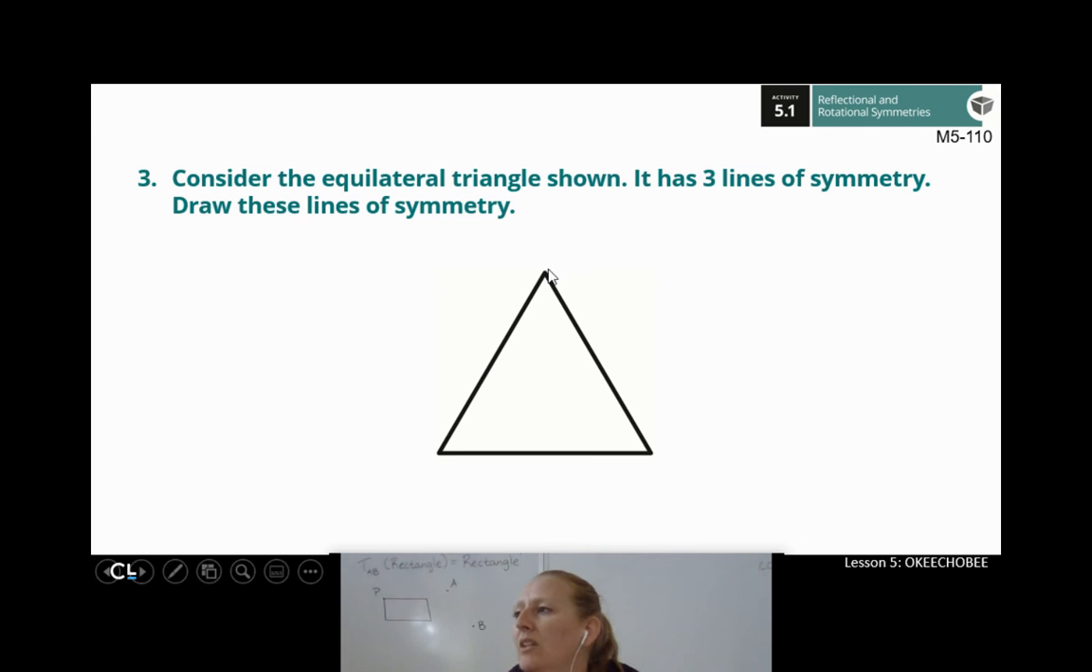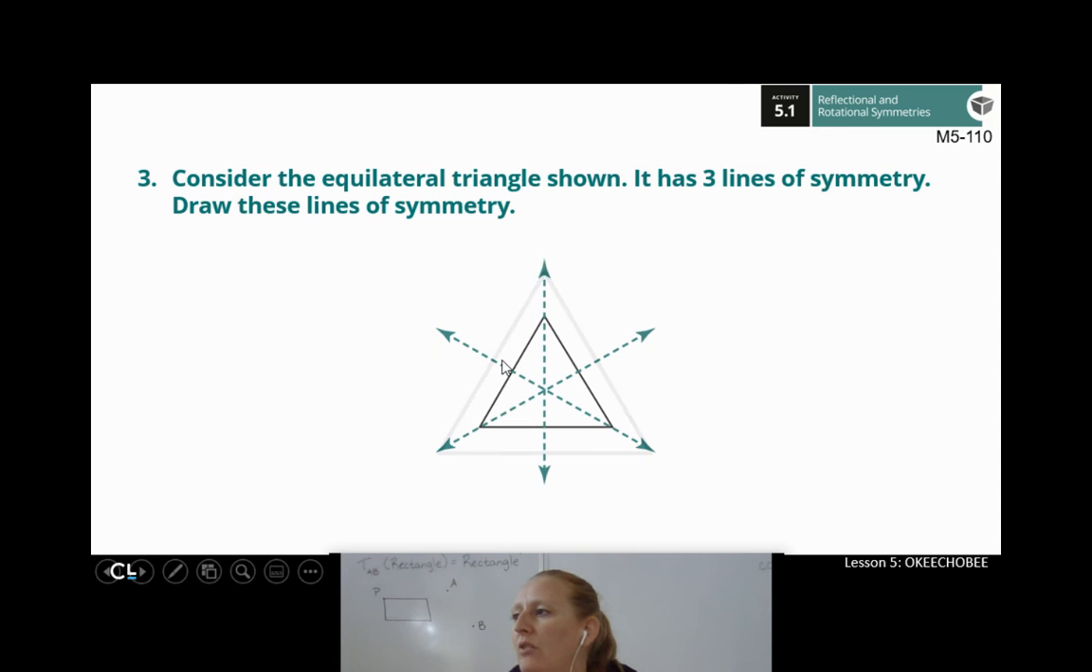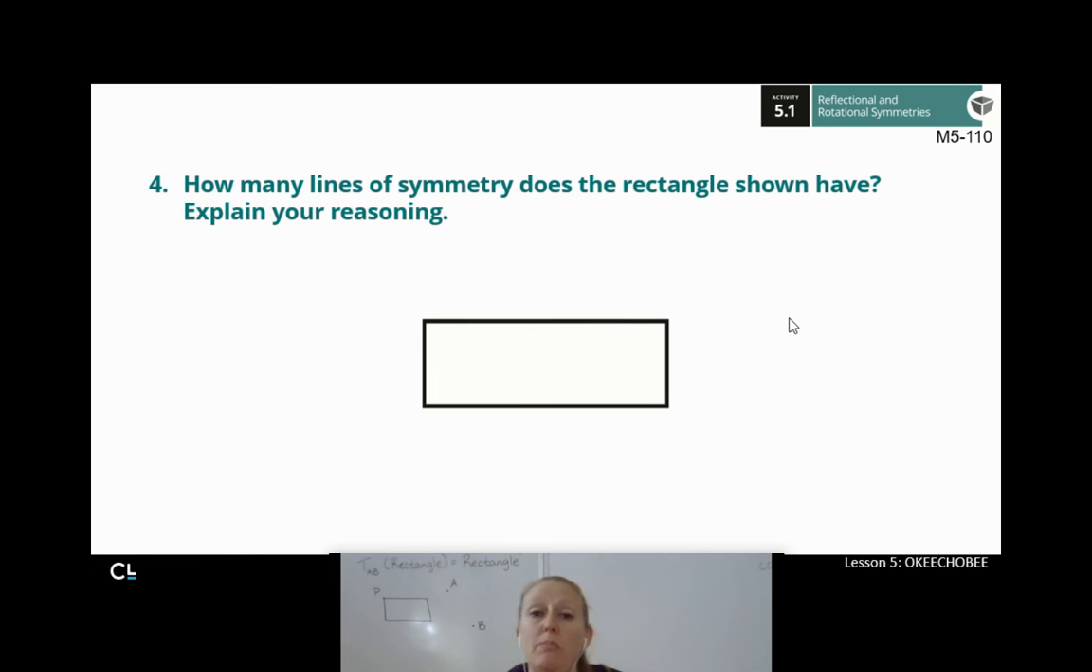So I know I have a line through each vertex and out the other side. I've got 3 lines of symmetry. So hopefully your figure ended up looking something like this. What about number 4? How many lines of symmetry does this rectangle have? And explain your reasoning. Hit pause, jot down your thoughts, hit play when you're ready to check your work.